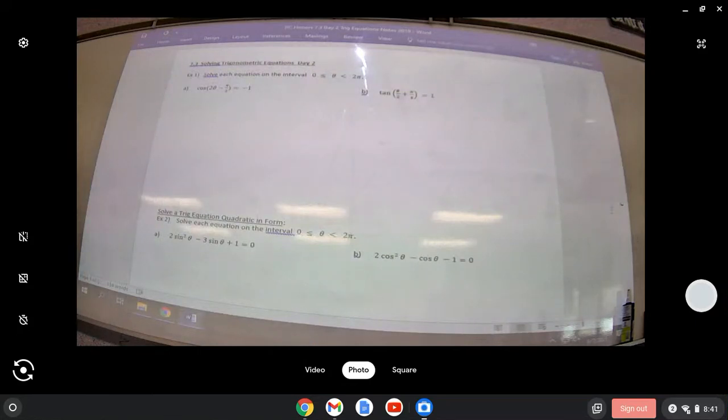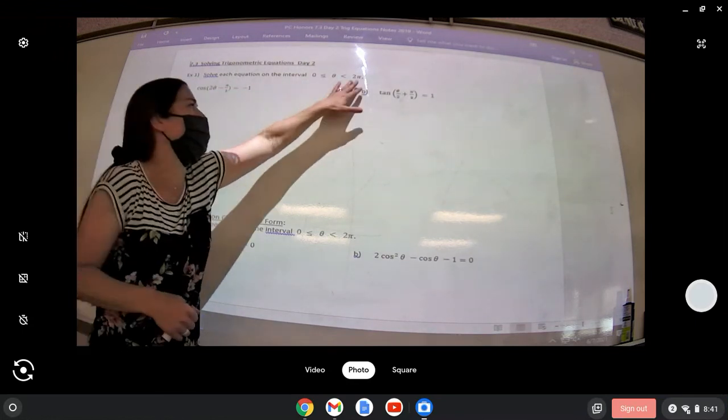Now we're on day 2. Now we're on the top of day 2. I hope you get these 2 examples done, and then we're stopping. I'll do these on Wednesday. All right, so here we go. Same thing. Solve each equation on the interval from 0 to 2 pi.